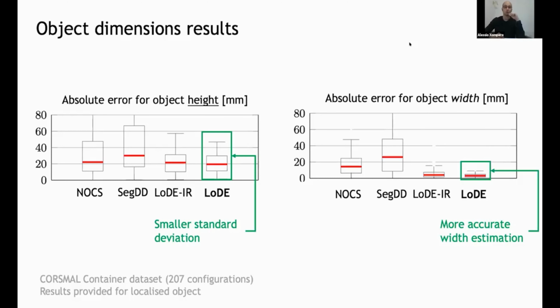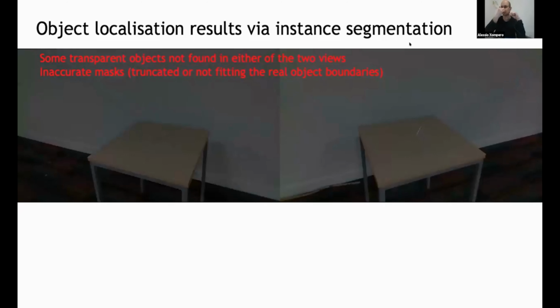Although I would like to point out that all the results here are provided for actually localized objects. So as you can understand, one bottleneck could be the localization part. So let's have a look at the results of the localization.